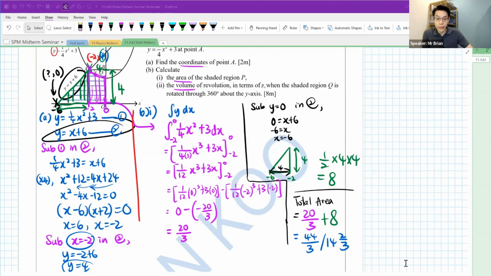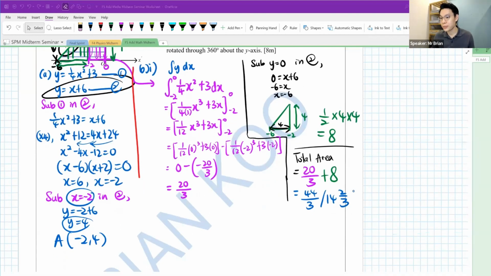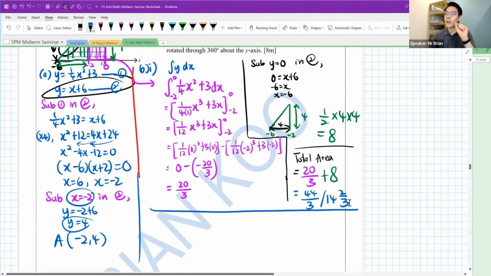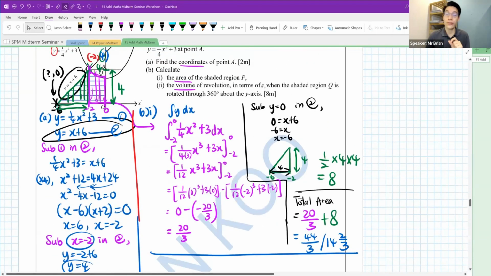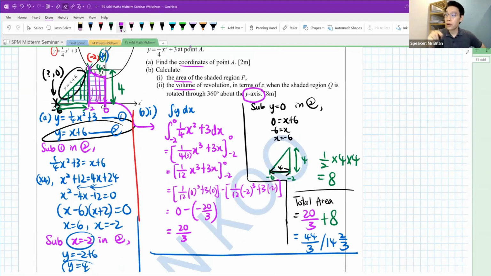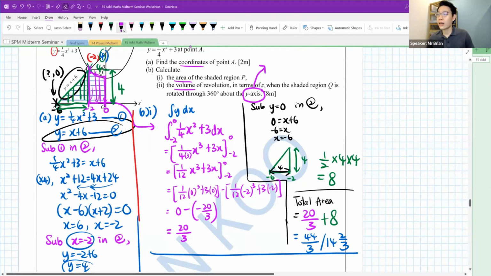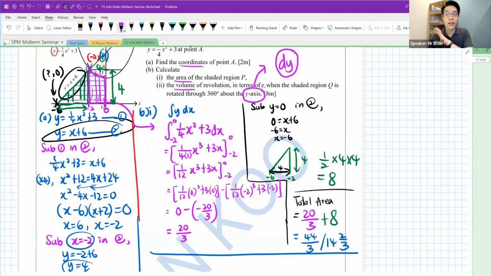Okay, yep. Now volume. Okay, now we want to do volume. Quick one, last one. Volume, in my opinion, is slightly easier than area, because the question will always tell you which axis. Find the volume when the shaded region Q is rotated 360 about the y-axis. If they say y-axis, immediately think of dy. If you do dx, confirm whole thing gone case. Confirm, you get wrong answer 100%.